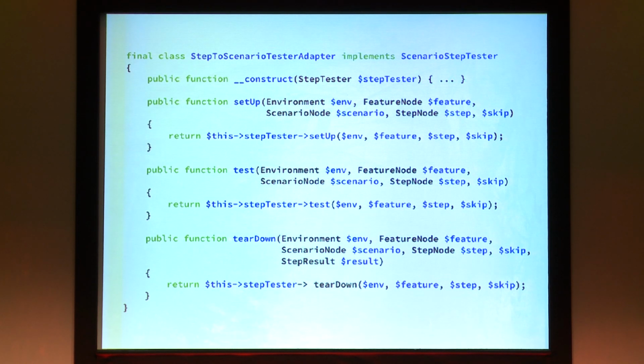And then you have this guy. This is the adapter: step to scenario tester adapter. It implements the new scenario step tester, but as a constructor argument, it receives the original step tester. It receives the new method calls with the additional argument, but it passes calls to the old step tester without this additional argument. That's all it does. There is one single class. And now the cool part is I can introduce this into the system transparently for every user of the system.